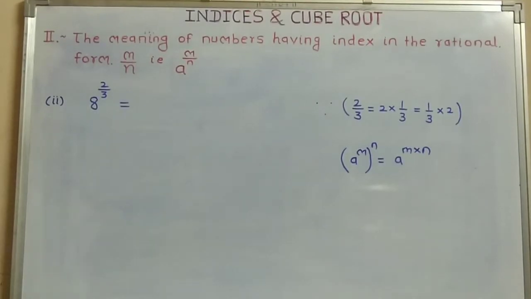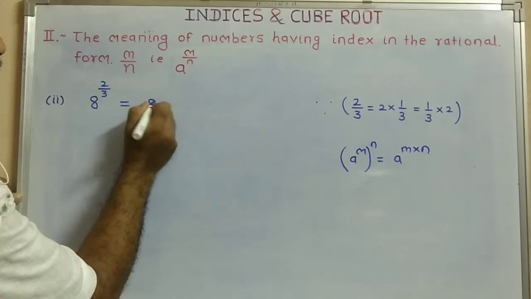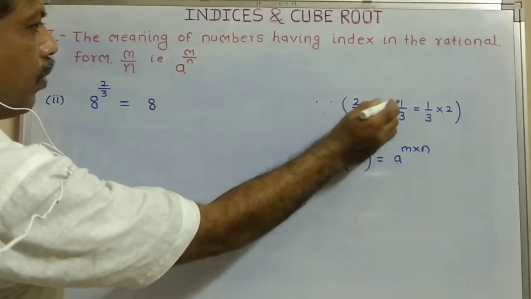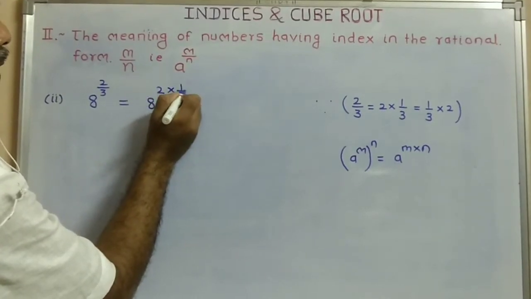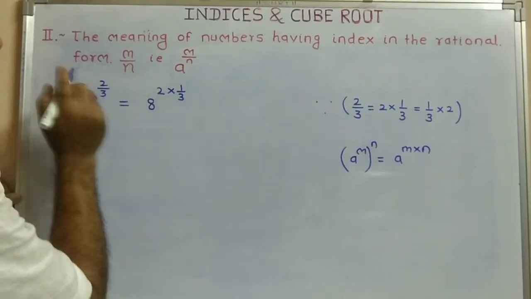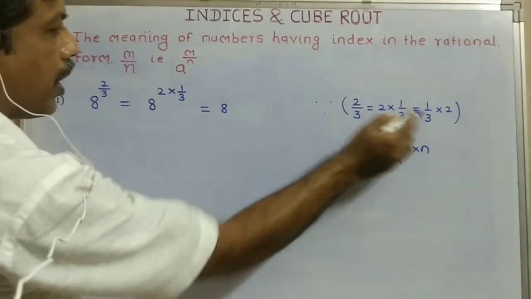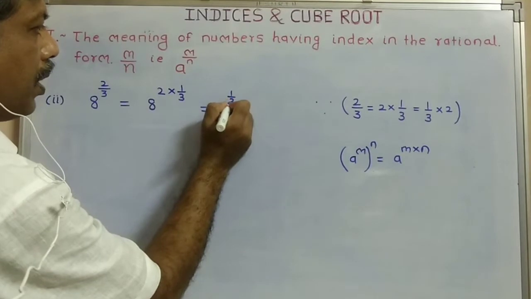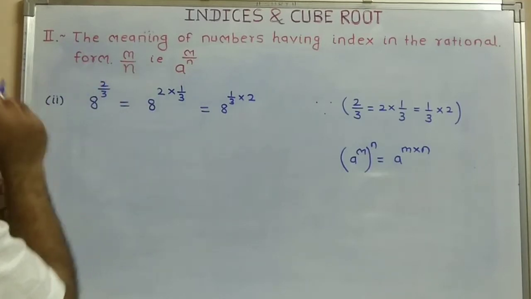Dear student, now I will consider a second example, that is 8 to the power 2 upon 3. It is just like 8 to the power m upon n. Now understand its meaning. 8 to the power 2 upon 3 can be written with 2 upon 3 as 2 into 1 upon 3. Therefore, I am writing here 2 into 1 upon 3 in place of 2 upon 3, which can be equal to 8 to the power. Now, which is the second form? 1 upon 3 multiplied by 2. Both forms are the same and equal to 2 upon 3.